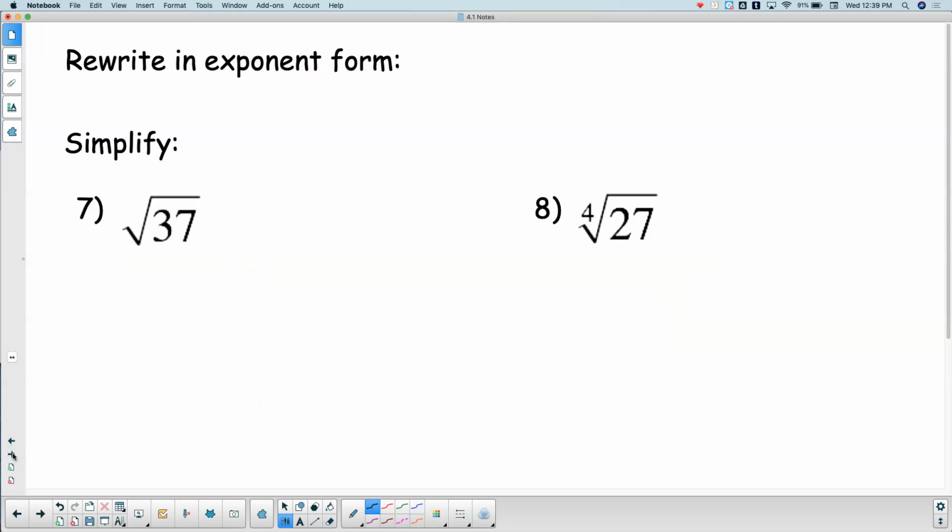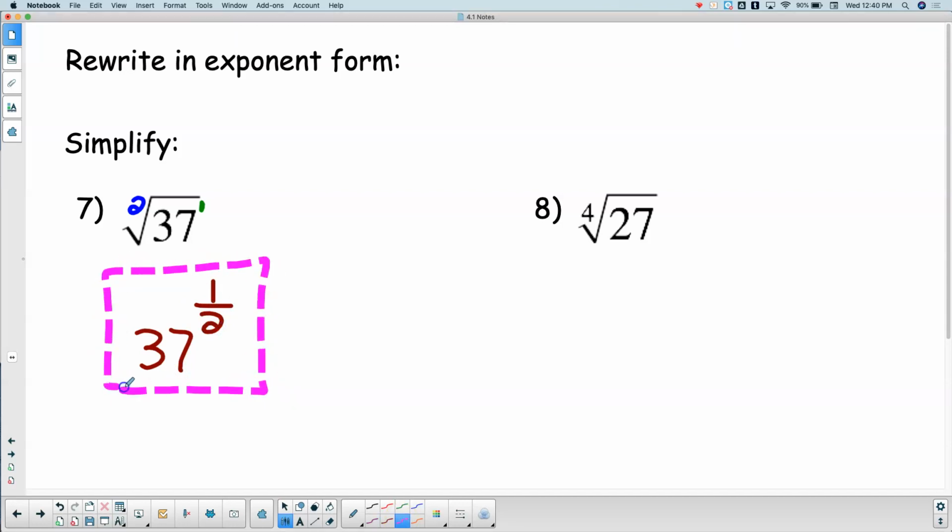Where we're going with that is we need to rewrite things into the other form. Well, this is 37 to the 1st power. And what's the index on this one? 2. Okay? So this would be 37 to the 1/2 power. Square root is an exponent of 1/2.